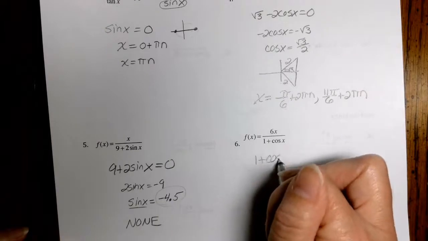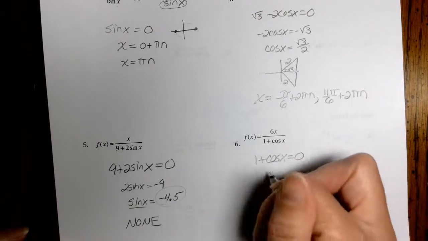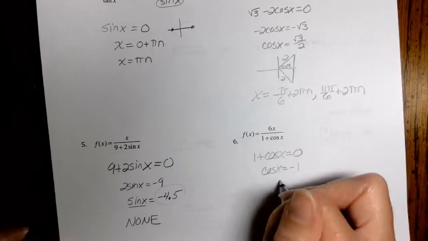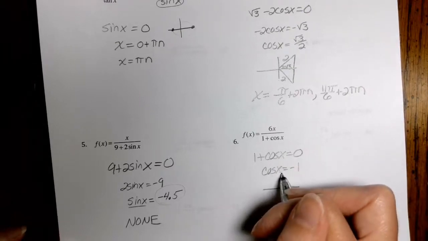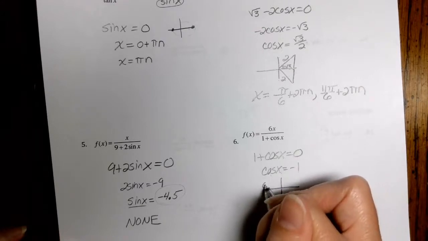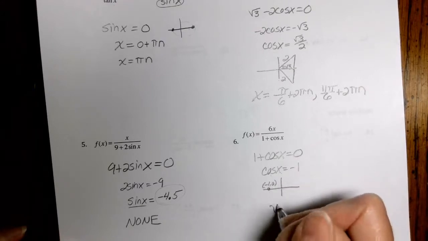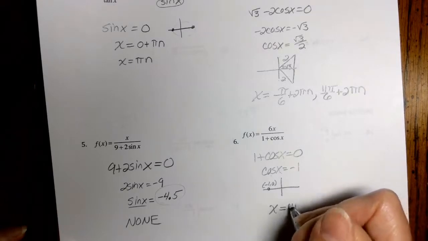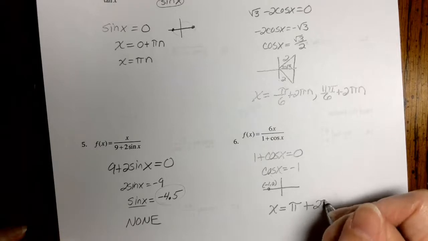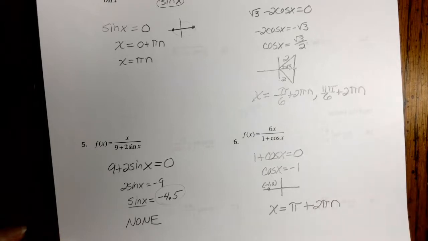1 plus cosine of x is equal to 0. I'm looking for when cosine of x is equal to a -1. On the graph, cosine is the x value. Being a -1 lands here at -1, 0. So I'm going to say x is equal to pi plus every rotation back to pi.